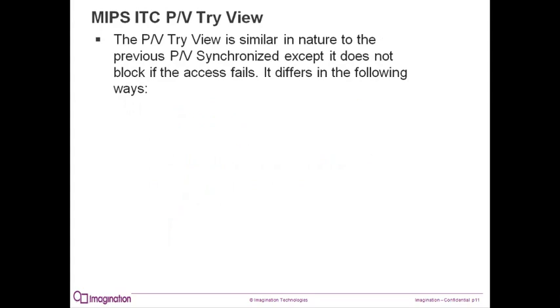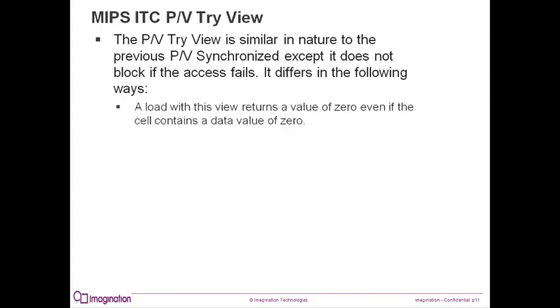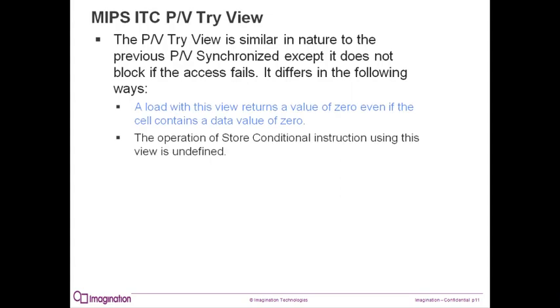The try version of the PV view never blocks. If the cell value is 0, a load will return a 0. Do not use the store conditional instruction with this view. If the trap bit is set in the cell's tag, then any access will cause a gating storage exception as discussed in previous slides.